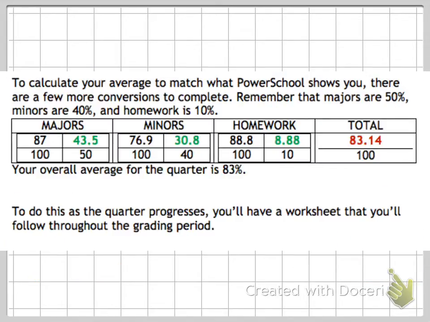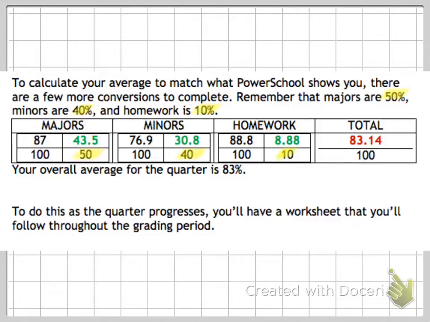Now, let's show the weights for PowerSchool. To calculate your average to match what PowerSchool shows you, there are a few more conversions to complete. Remember that majors are 50%, minors are 40%, and homework is 10%. So, setting up a ratio box, we have your majors are worth out of 50, minors are worth out of 40, and homework is out of 10.